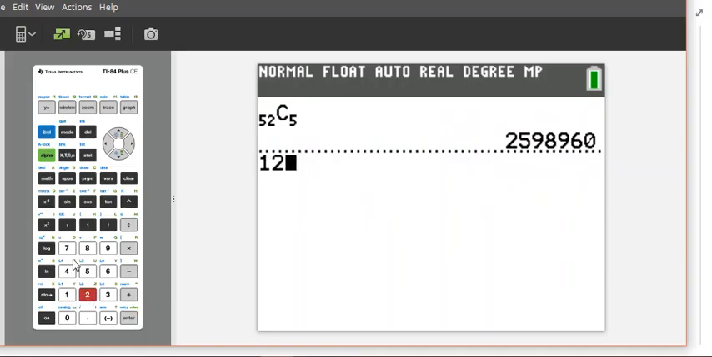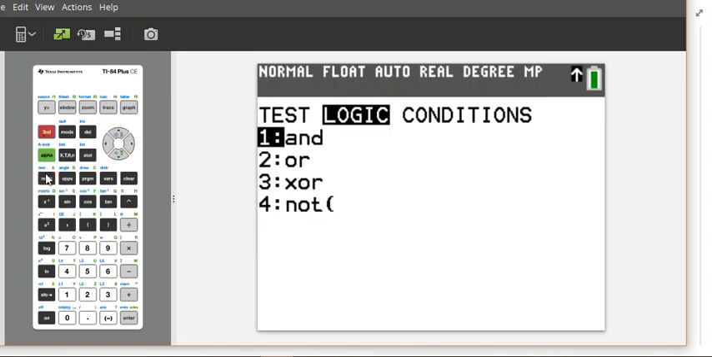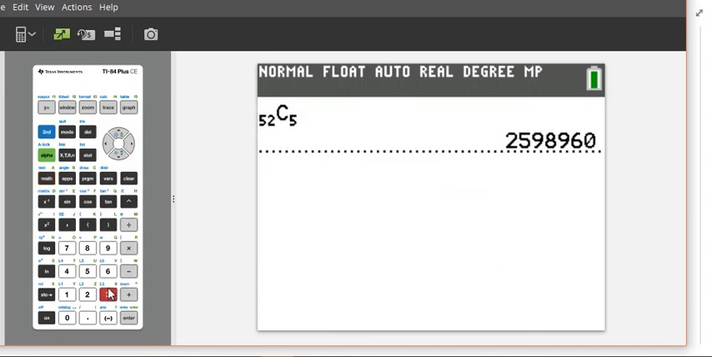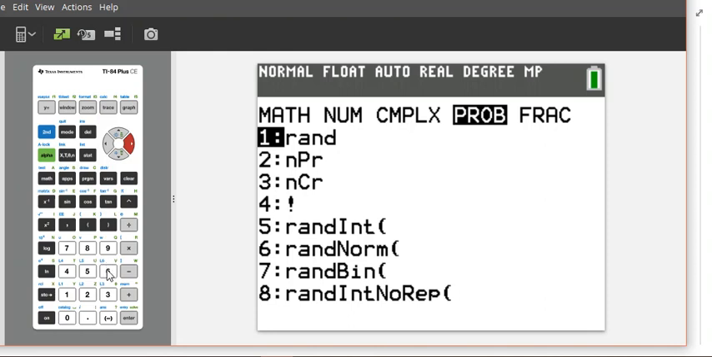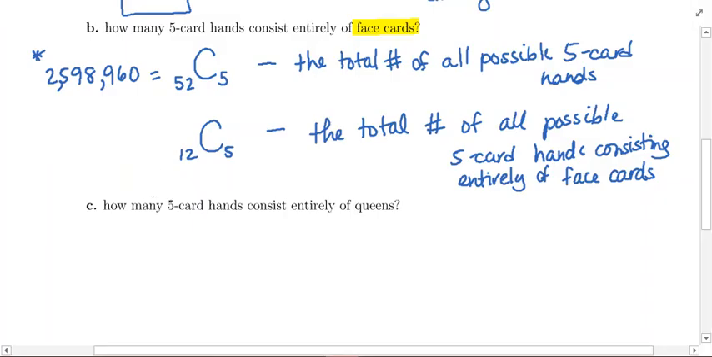Okay, so we're going to do 12, and we're going to choose 5. Oops, let me just start this over. So we're going to do 12 choose 5. Okay, so there we go. You only get 792 possible 5-card hands that consist entirely of face cards. That number is much smaller than 2,598,960. Hopefully you're getting the hang of this to see how it works.